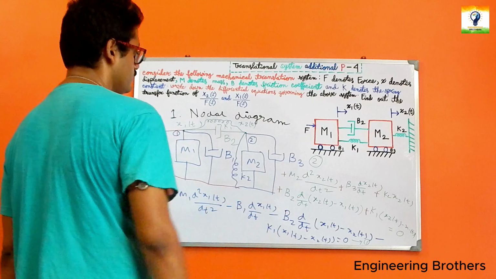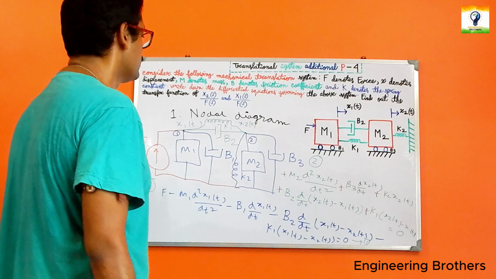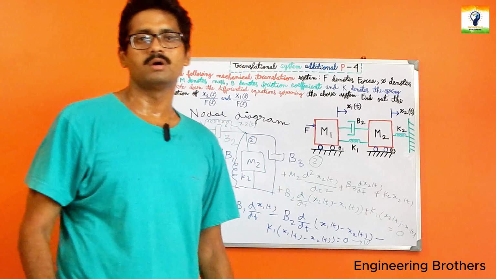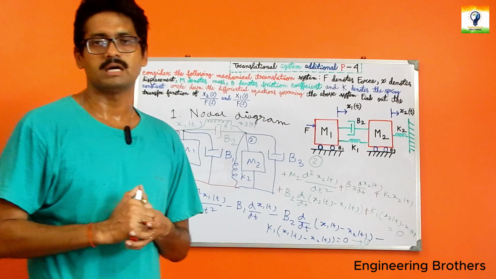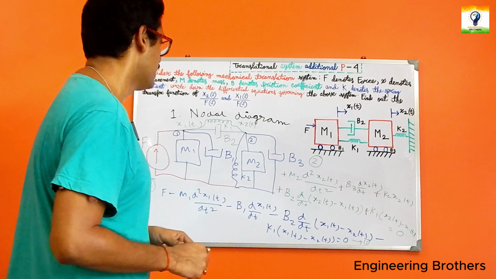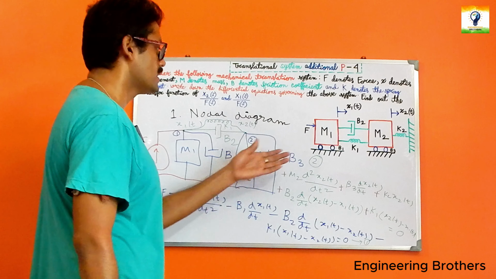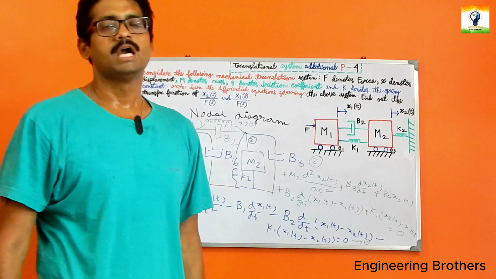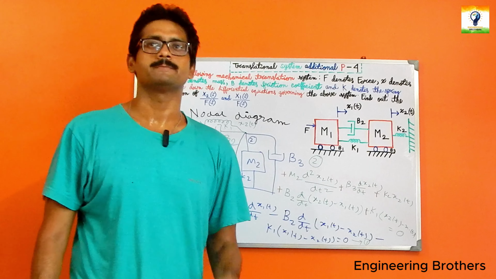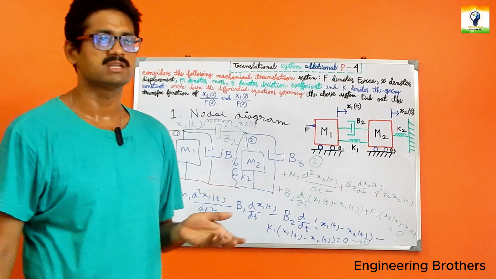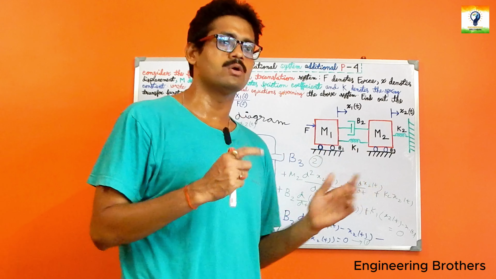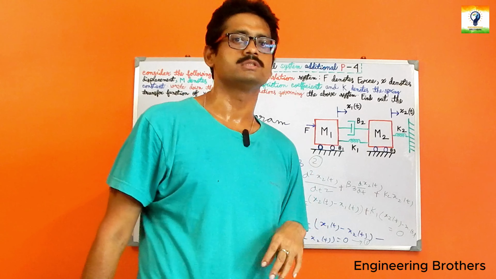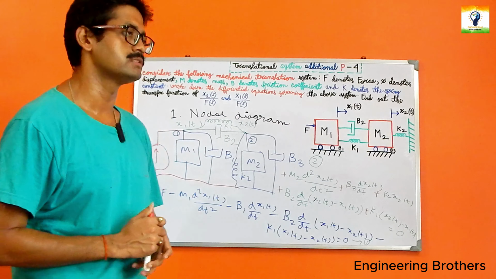So this is our step 2, applying the D'Alembert principle on node 1 and node 2. In our next part, we need to apply the Laplace transform to convert our time domain equation into the Laplace domain, because according to the definition of the transfer function, it is the ratio of the Laplace transform of the output divided by the input.